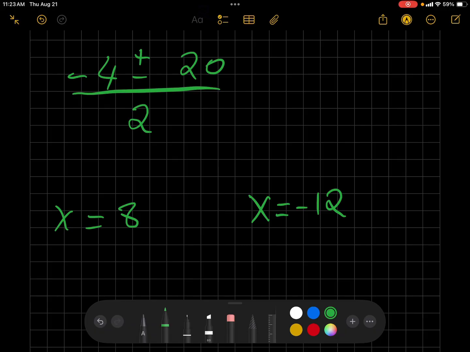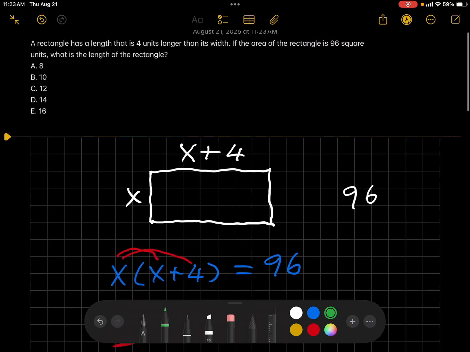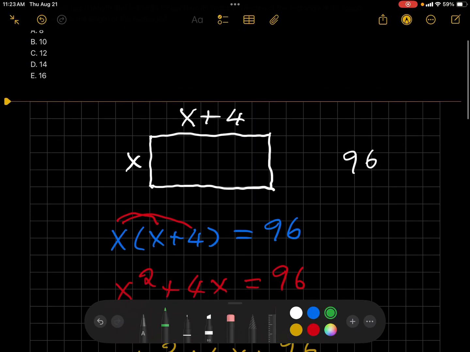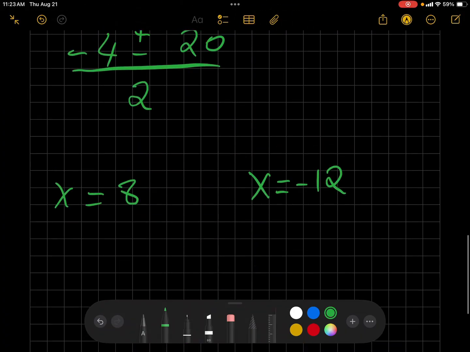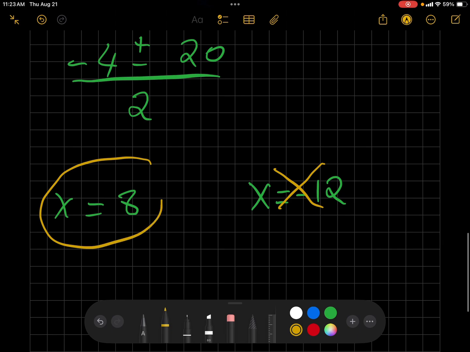Because what we're looking for is the length of something, and the length of something cannot be negative. So that's our major clue that the value that we're looking for is 8.